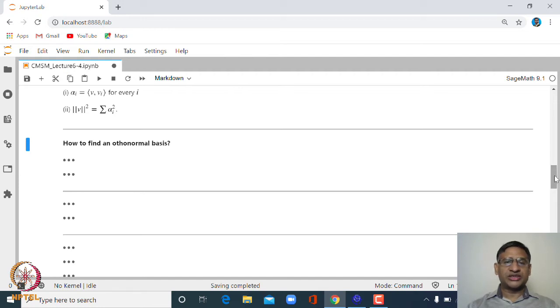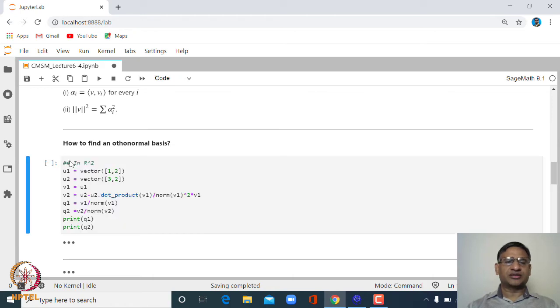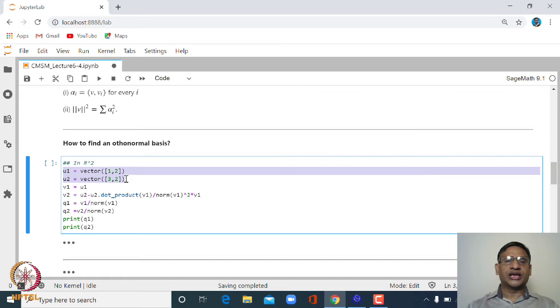Having an orthonormal basis helps, but can we find one? We have seen how to find a basis. Starting with any non-zero vector, we can extend that to a basis of a finite dimensional vector space. However, how does one find an orthonormal basis? So, this is again easy. Let us start with R2. In R2, suppose you start with 2 linearly independent vectors, that is easy to find.